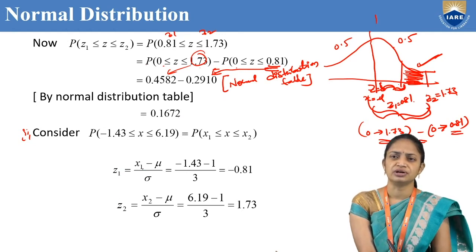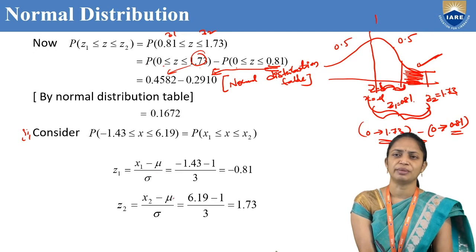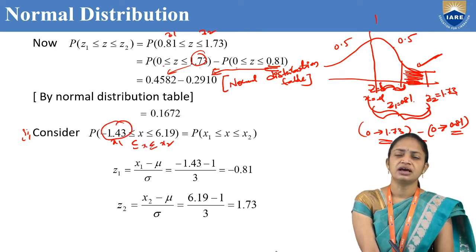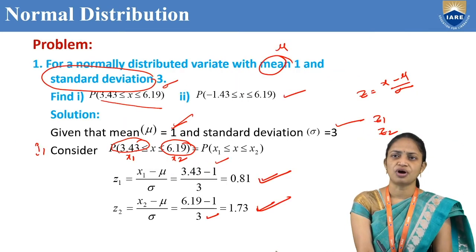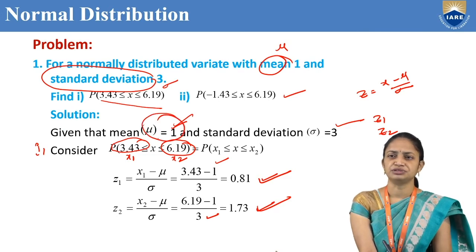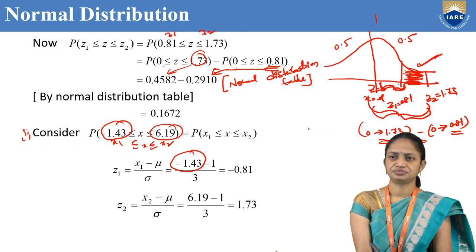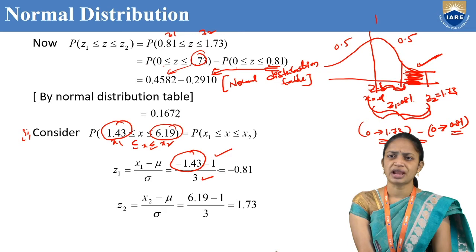z1 equals x1 minus mu by sigma and z2 equals x2 minus mu by sigma. Here x1 is minus 1.43 and x2 is 6.19. So z1 equals x1 minus mu by sigma. x1 is minus 1.43 minus mu; we already took from the equation that mu equals 1 and sigma equals 3. Substituting, minus 1.43 minus 1 over 3, after simplification we will get minus 0.81.